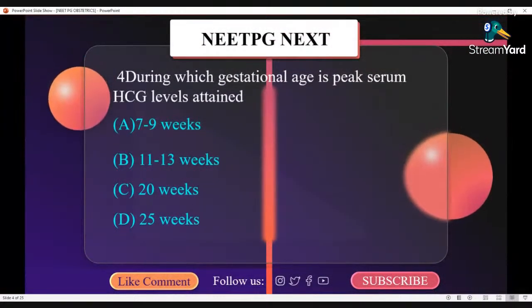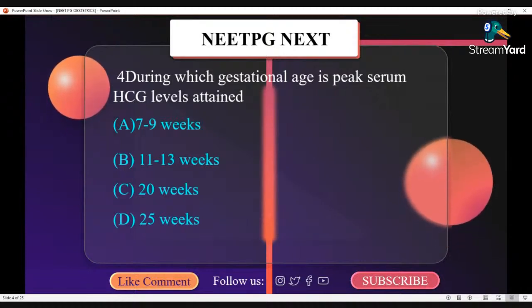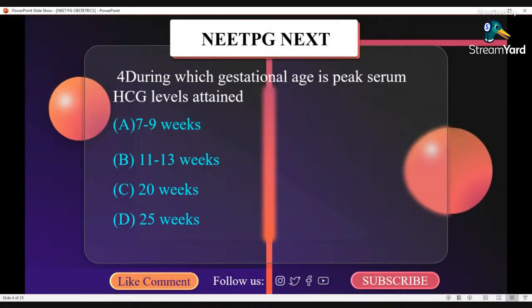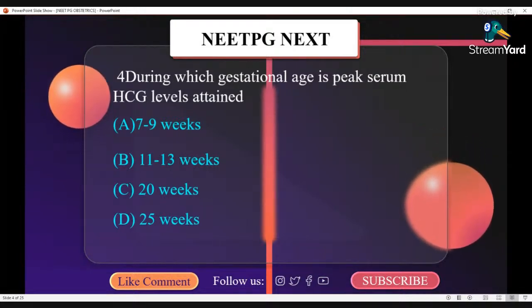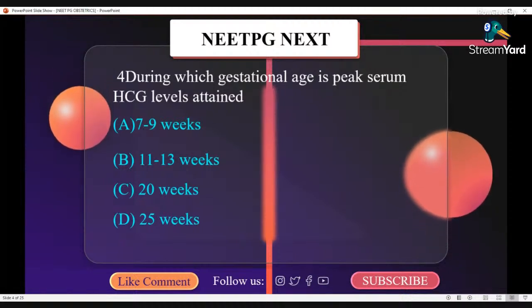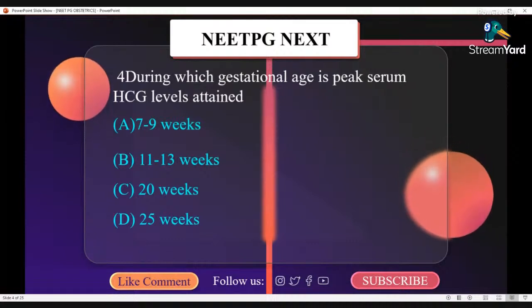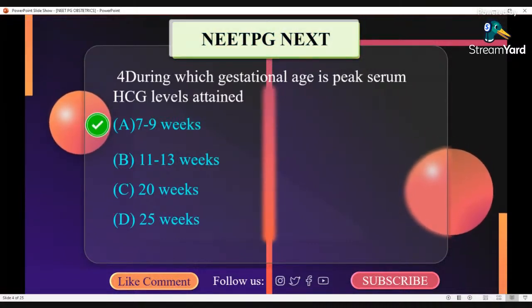During which gestational age is peak serum HCG levels attained? A. 7 to 9 weeks, B. 11 to 13 weeks, C. 20 weeks, and D. 25 weeks. Human chorionic gonadotropin peak serum levels are attained at about 8 weeks, 6,500 international unit per liter. So it is seen at 7 to 9 weeks. The correct option here is A. 7 to 9 weeks.